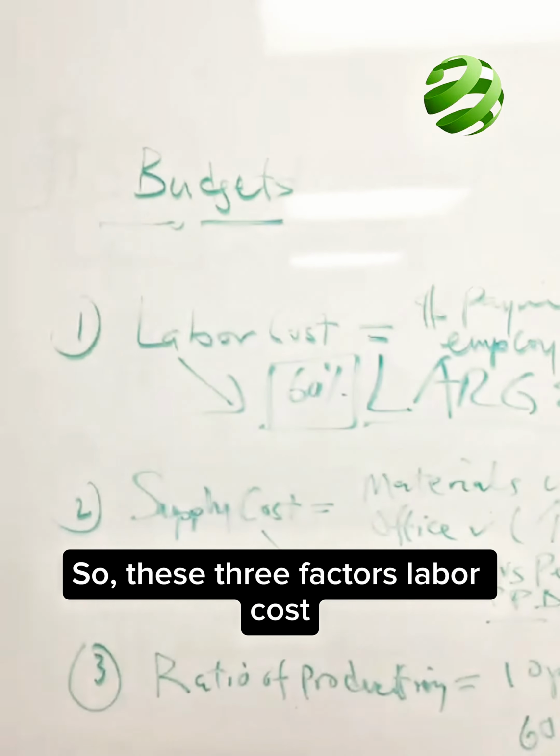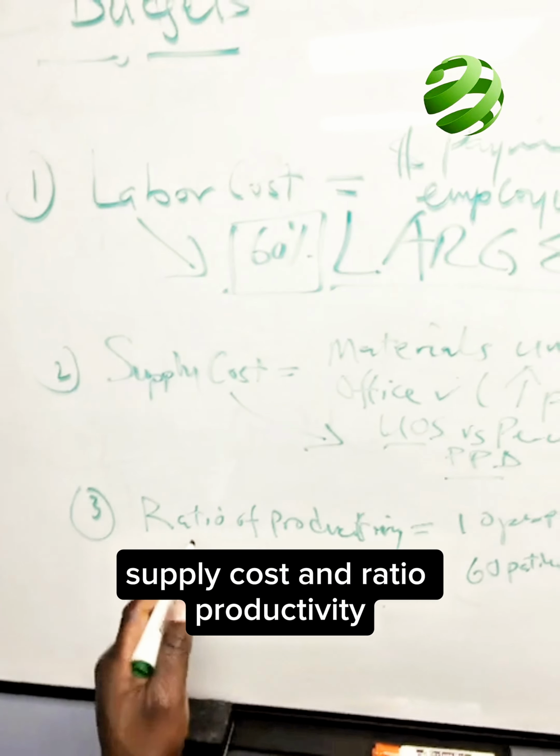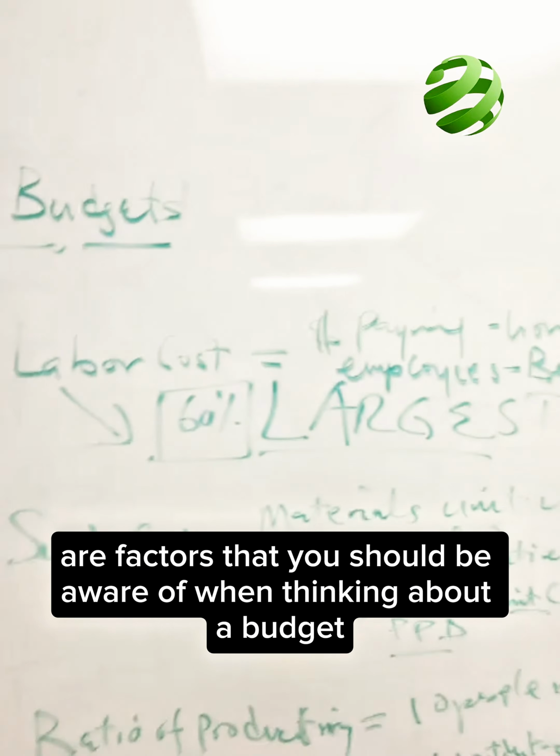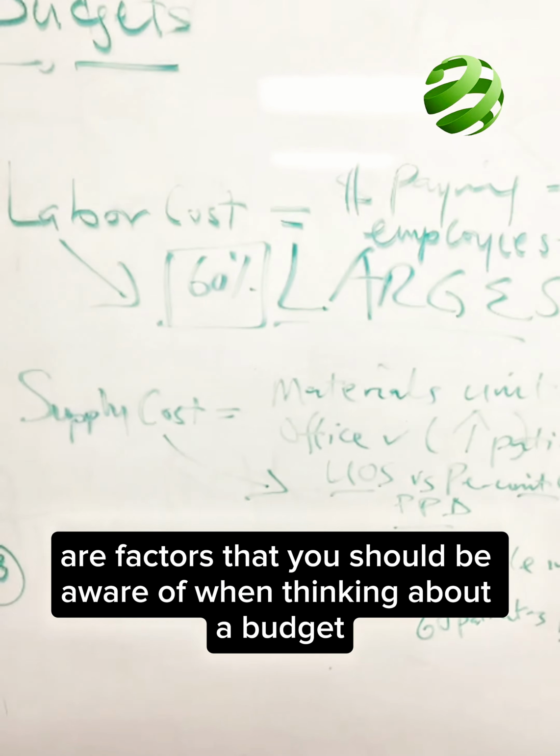So these three factors, labor costs, supply costs, and ratio of productivity, are factors that you should be aware of when thinking about a budget in a hospital.